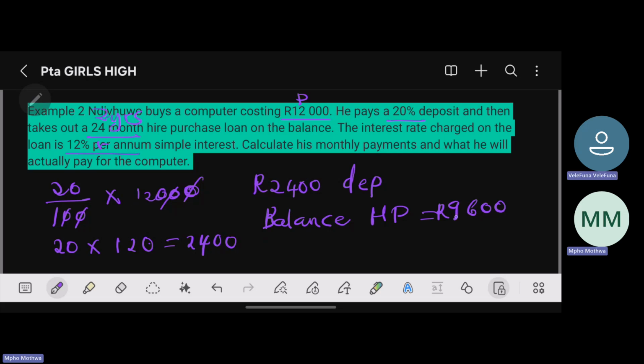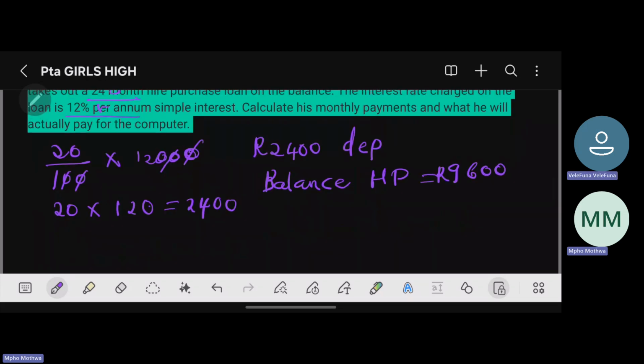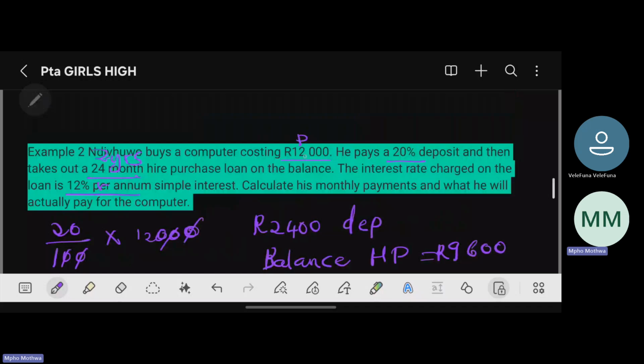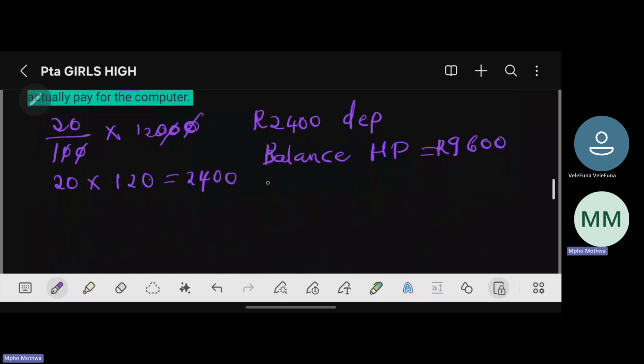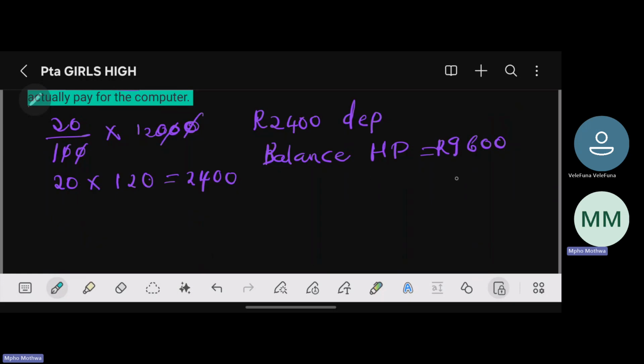Now check. The initial P has changed. Now you see it is 9,600. Calculate his monthly payments and what he will actually pay for the computer. Since he decided to pay the deposit, that deposit helped him. It has decreased his P. His P is not a lot anymore. So now I have dealt with the hire purchase part. Now I deal with the part of simple interest.